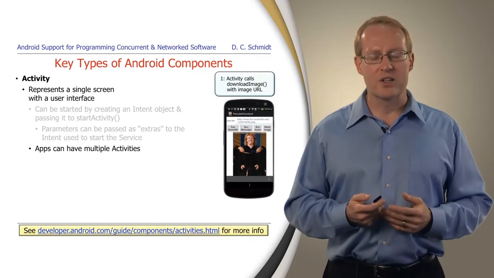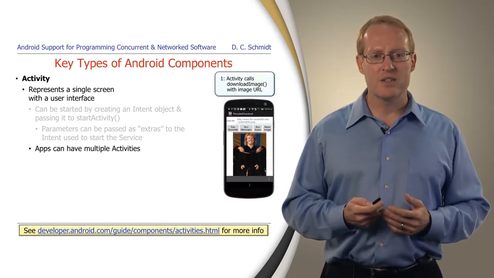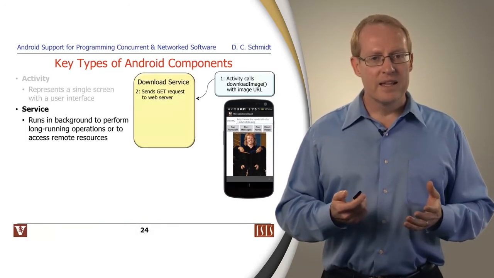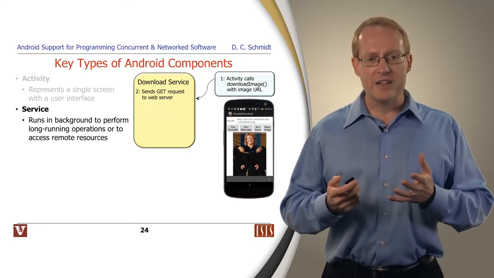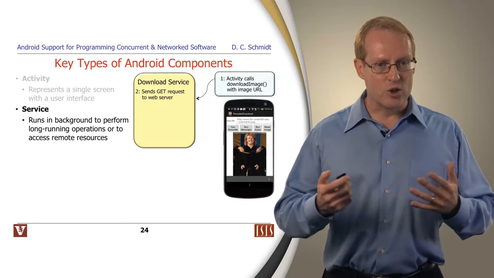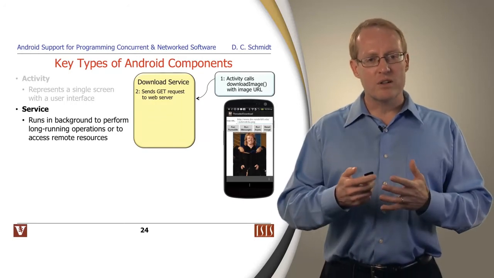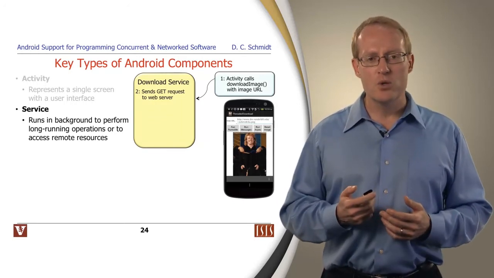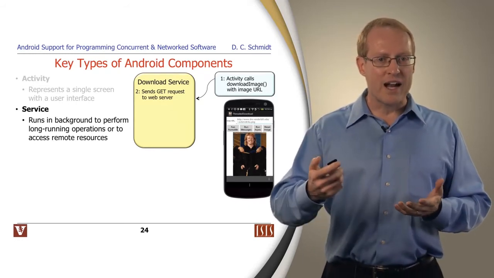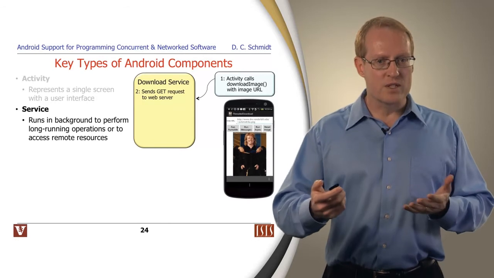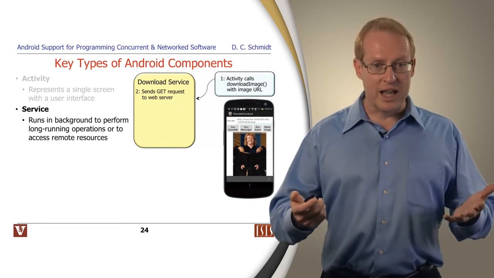Here's a URL that you can take a look at to learn more about activities in Android. The next component we'll talk about is a service. Unlike an activity, a service doesn't interact directly with the user. Instead, it runs in the background, and it's typically used to perform longer running operations, such as being able to interact with remote services, perhaps in the network in a cloud.